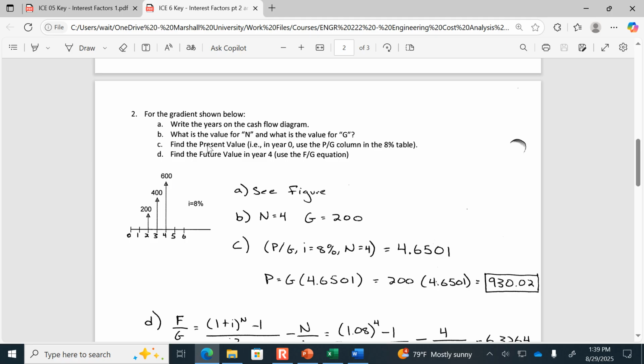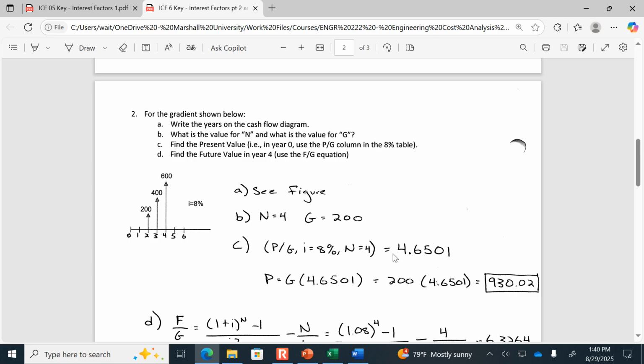Okay, find the present value. So if we go to the P/G column in the table, P/G, find P given the gradient. I equals 8%, N equals 4. We can look up the factor, and it's 4.6501.